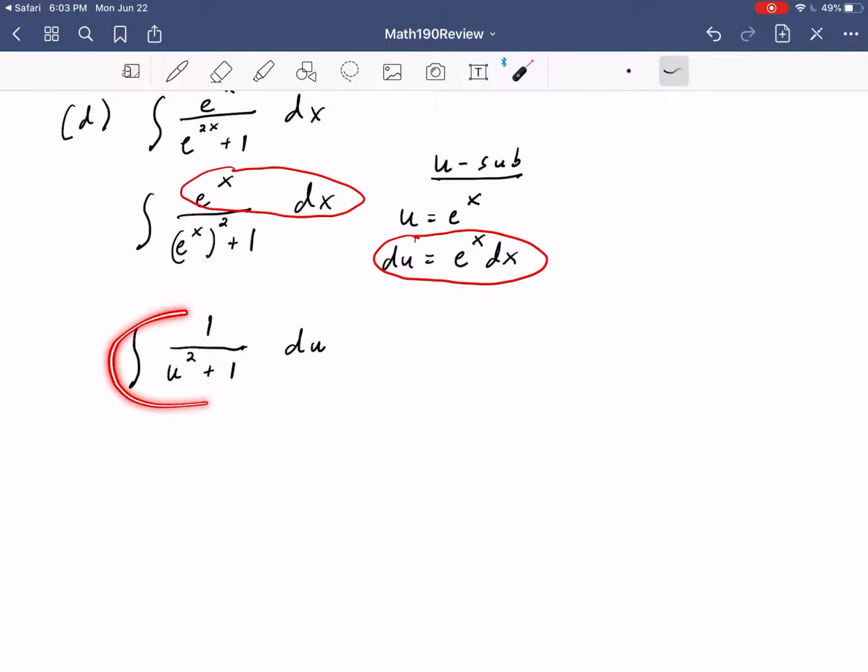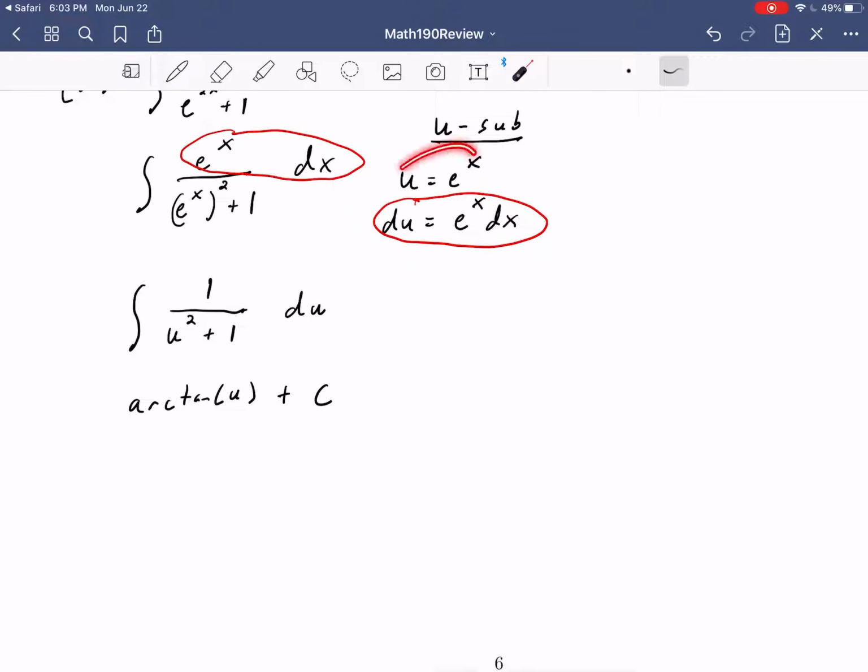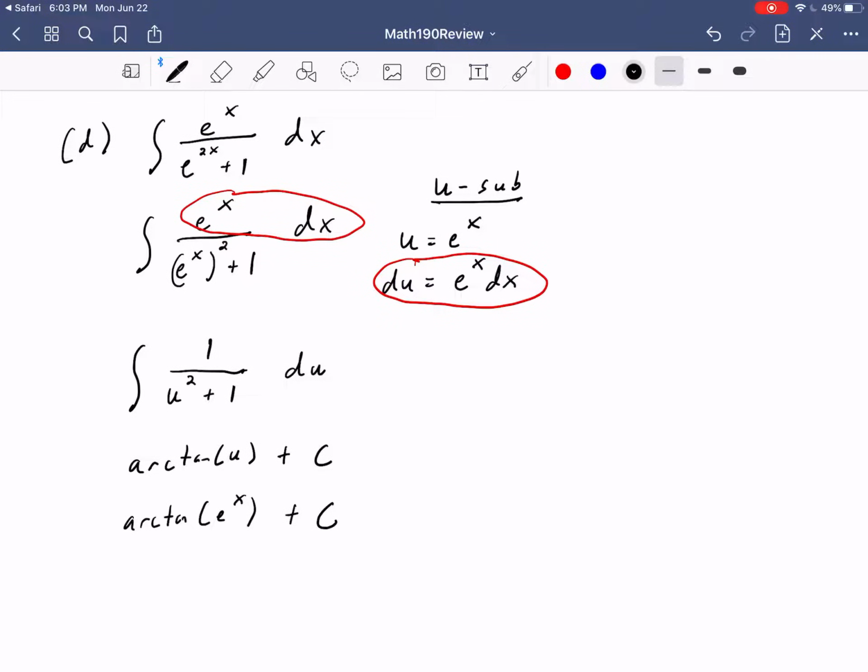Now we can recognize this. We can integrate that as arctangent. So this becomes arctangent of u plus c. Whenever you finish your integration is the moment you put that constant of integration. Then we just pop our substitution back in, and we get that this is arctangent of e to the x plus C. So again, in both parts B and D here, we use u-substitution.